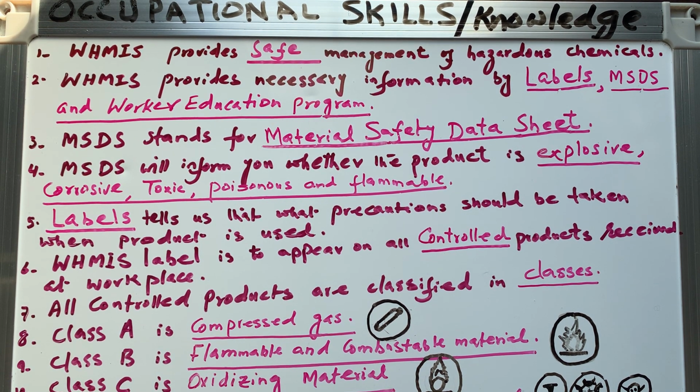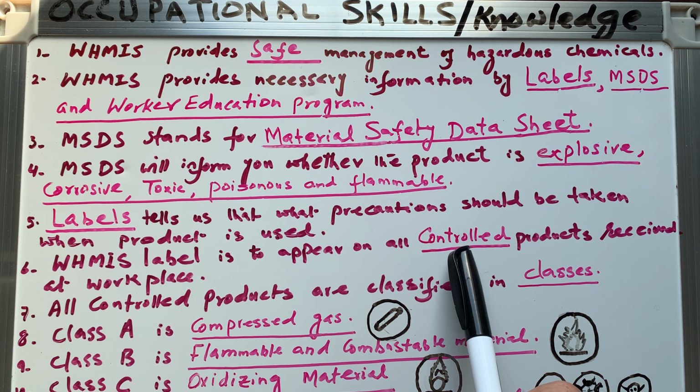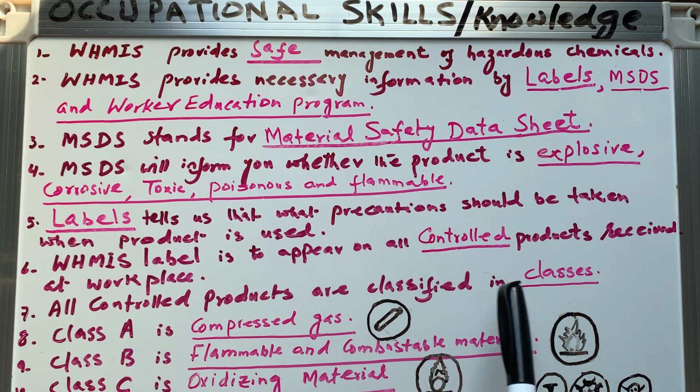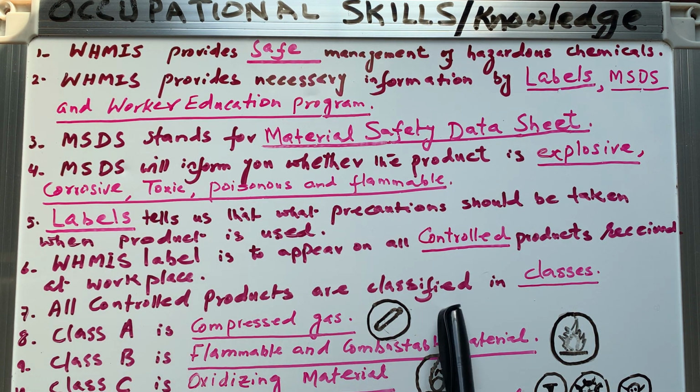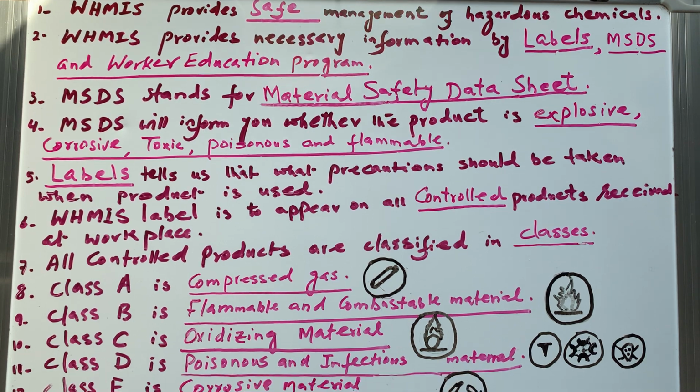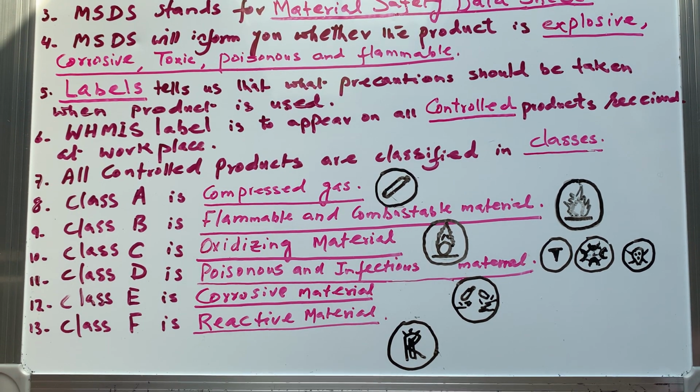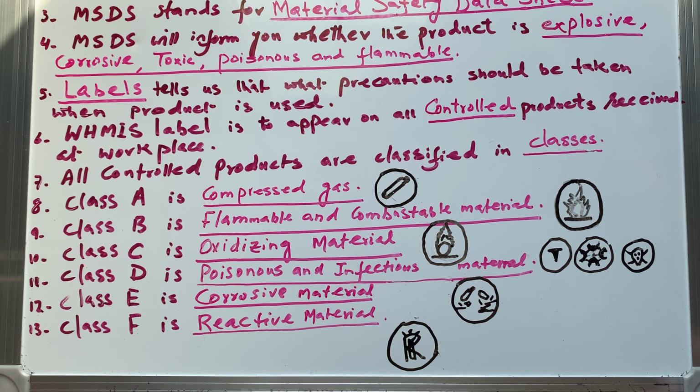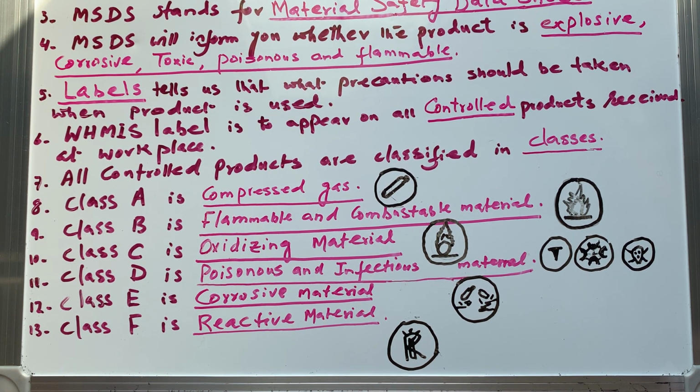So all products, when we say controlled product, what are the controlled products? All controlled products are classified in classes. What classes? Now we will look into the classes and their symbols. This is very important for each worker, that they should recognize all of these symbols, and they should know what hazards they are working with. So there are A, B, C, D, E, F. There are 6 classes of hazardous chemical.